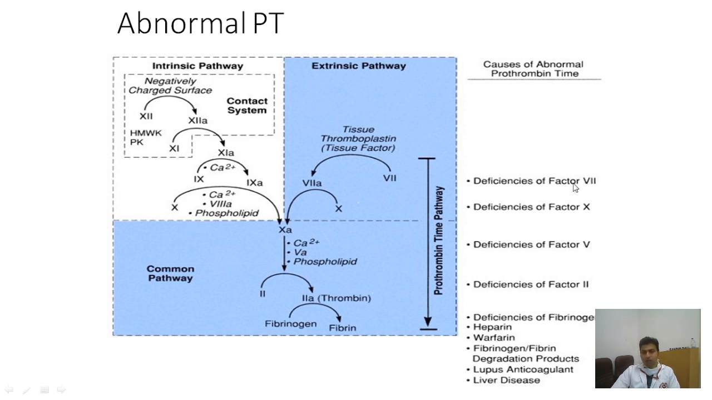Deficiencies or defects in factor 7, factor 10, factor 5, which is here, factor 2, that is thrombin, and fibrinogen, such as afibrinogenemia or dysfibrinogenemia, can lead to abnormal prolongation of prothrombin time. Extrinsic factors that can lead to an abnormally prolonged prothrombin time could be administration of heparin, warfarin, lupus anticoagulant, or liver disorders.